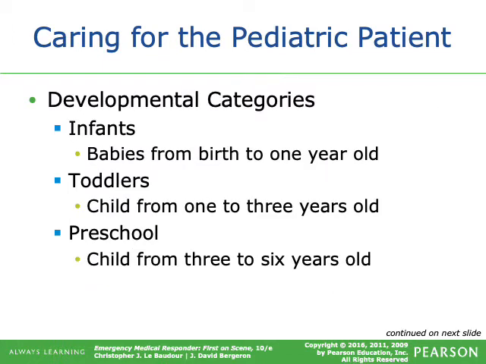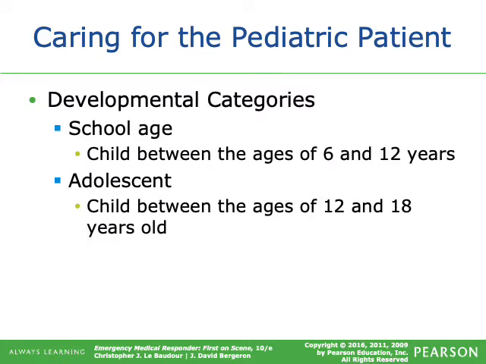All right, developmental categories for children. Infants, these are going to be babies from birth to 1 year old. Toddlers, this is a child from 1 to 3 years old. Preschool, child from 3 to 6 years old. School age, child between the ages of 6 and 12. Adolescent is a child between the ages of 12 and 18. Also, just keep in mind that neonates are from the time of birth to 30 days.